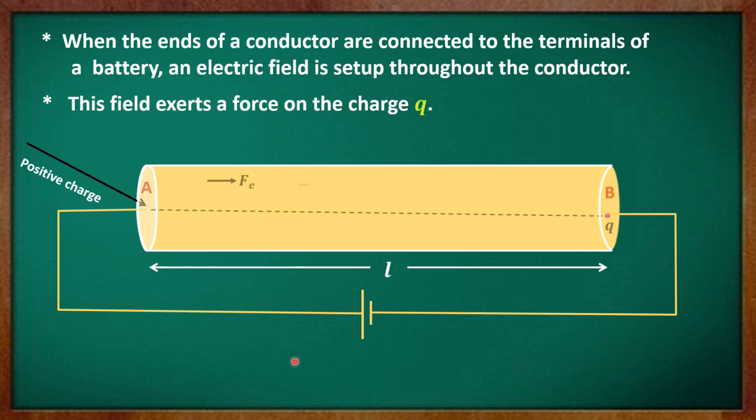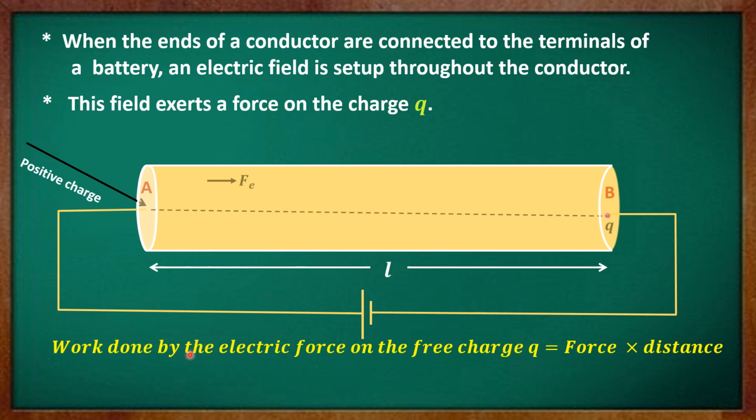You know, the work done by a force is nothing but the product of force and distance. So here, the work done by the electric force on the free charge Q is equal to force into distance. That means W equals Fe into L. That means the electric force has done this much work on the charge Q in carrying it from A to B.